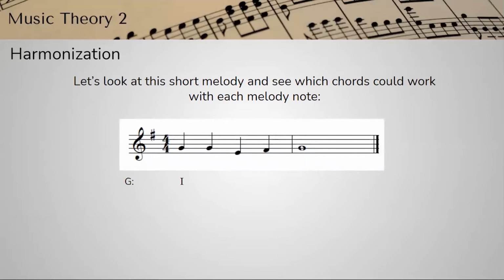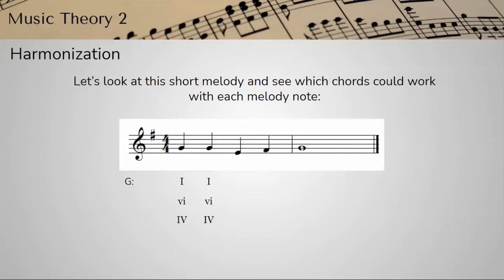So if that G were the root of a chord, then we could use a 1 chord, because a 1 chord is a G major chord. If that G were the third of a triad, then the chord we could use would be a 6 chord, right? Because that's an E minor chord, and E minor has G as its third. And then the other possibility is that G could be the 5th of a 4 chord, so the 5th of a C major chord. So all three of those chords would work with that melody note. So just right off the bat, with one note, we have 3 possibilities to choose from.